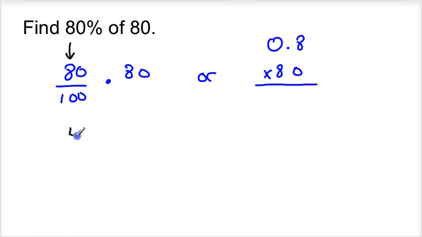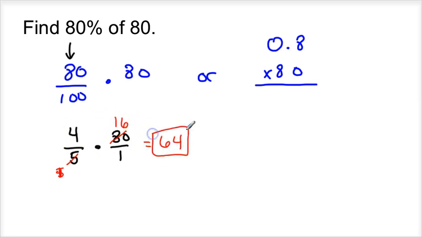On this particular problem, I would use fractions. 80 over 100 reduces to 4 over 5 times 80 over 1, and I can simplify. 5 and 80 have a common factor of 5. 5 divided by 5 is 1. 5 goes into 80 how many times? We see 5 goes into 8 once, and 5 goes into 30 6 times. So 5 goes into 80 16 times, and you're just left with 4 times 16, and you get an answer of 64. Or again, you can use the decimals.